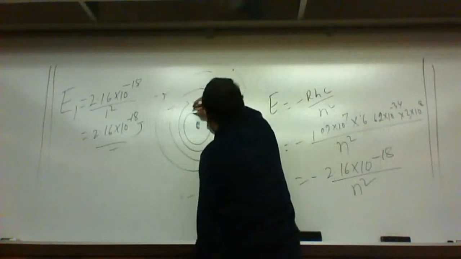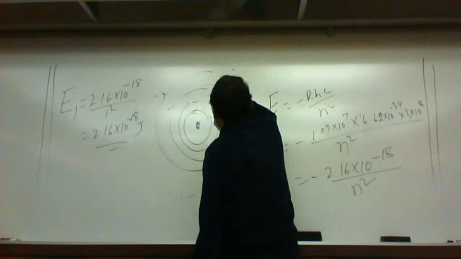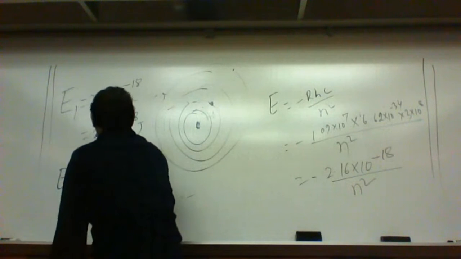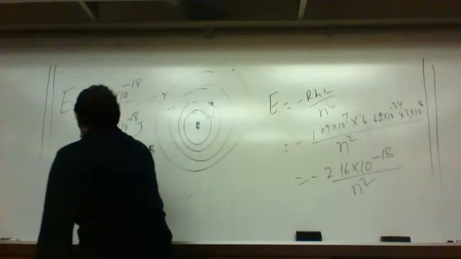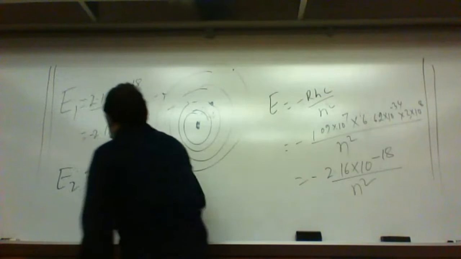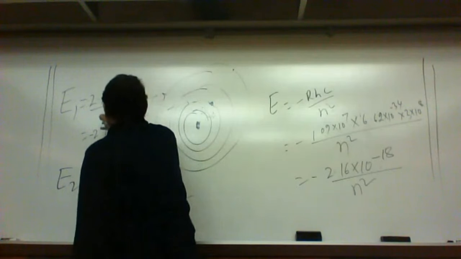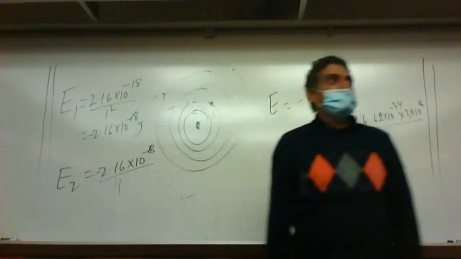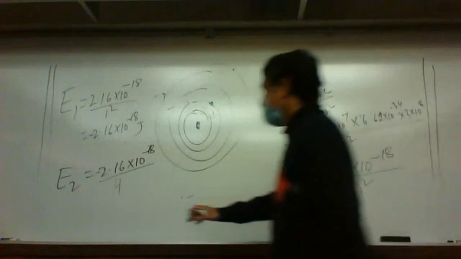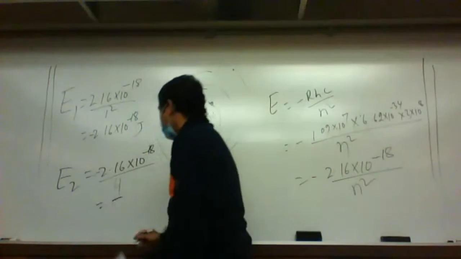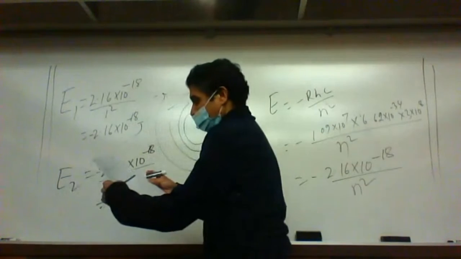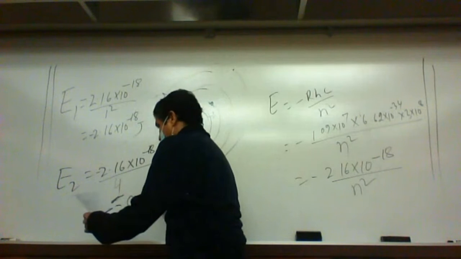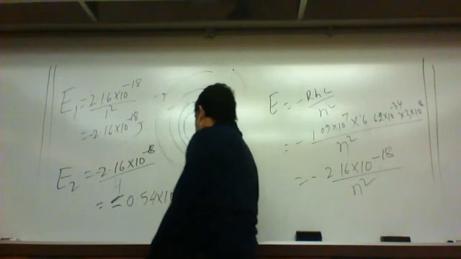Now let's calculate the energy of the second orbit. Let's say the electron was here in the second orbit, not in the first orbit. So the E2 would be 2.16 × 10 to the power minus 18, and this is minus, so you can put minus here, divided by n square. n is equal to 2. Now 2 square is 4. So how much is the energy here? Divide 2.16 by 4 in the calculator, and you will get negative 0.54 × 10 to the power minus 18.